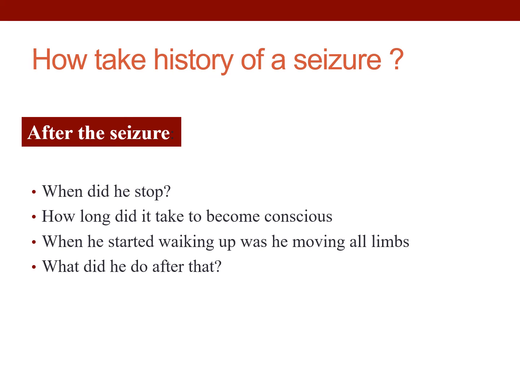Sometimes if you have a focal seizure, it may leave one of the limbs paralyzed for a while, which is called Todd's paralysis. But anyway, we don't have to worry about that. It's just simply to ask if there is any remnant weakness in one side of the body or anything like that.